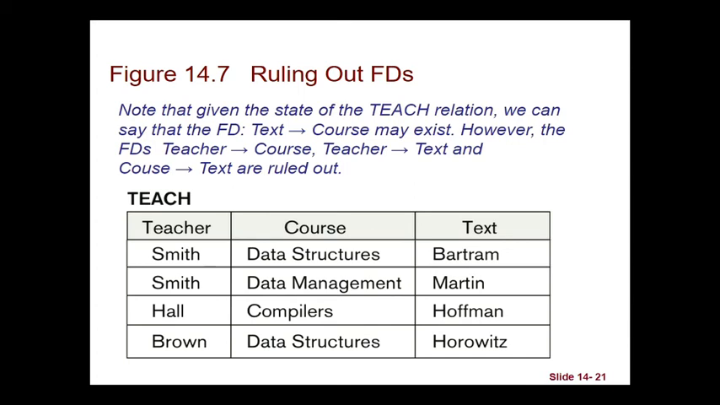Right? So note that given the state of the teach relation, we can say that we have a functional dependency. So the text associated with a course may exist. However, the teacher to a course, the teacher to a text, and course to a text are ruled out. Right? So again, you're looking at the data that you have and asking, what dependencies do I have and what adjustments do I have to make associated with that?